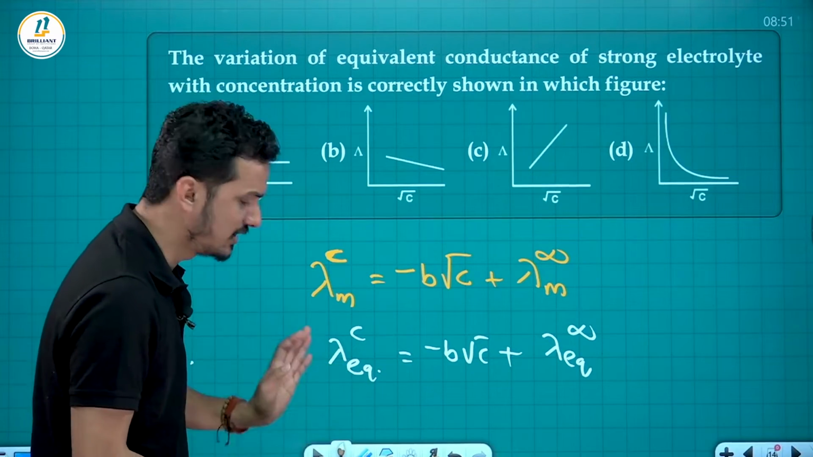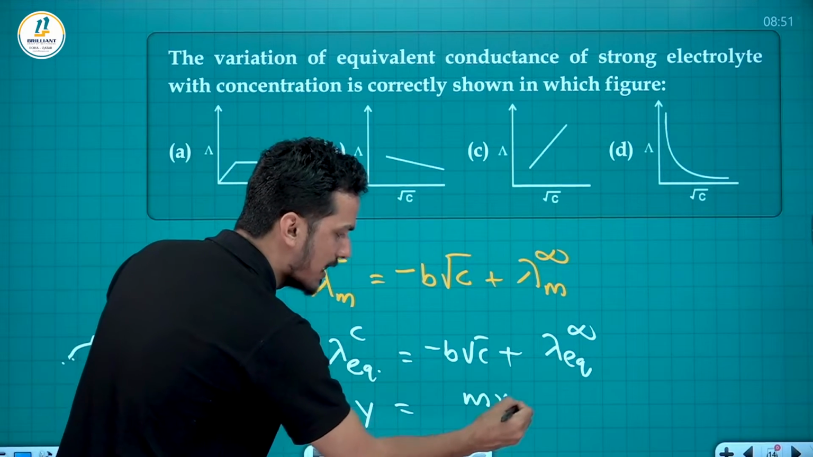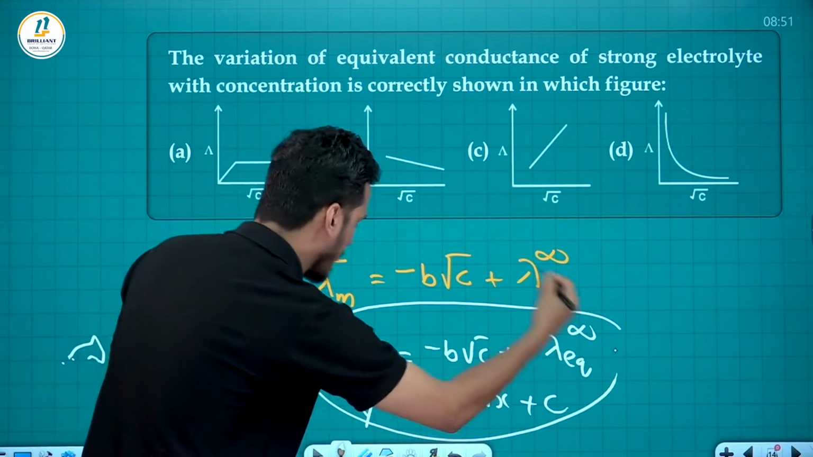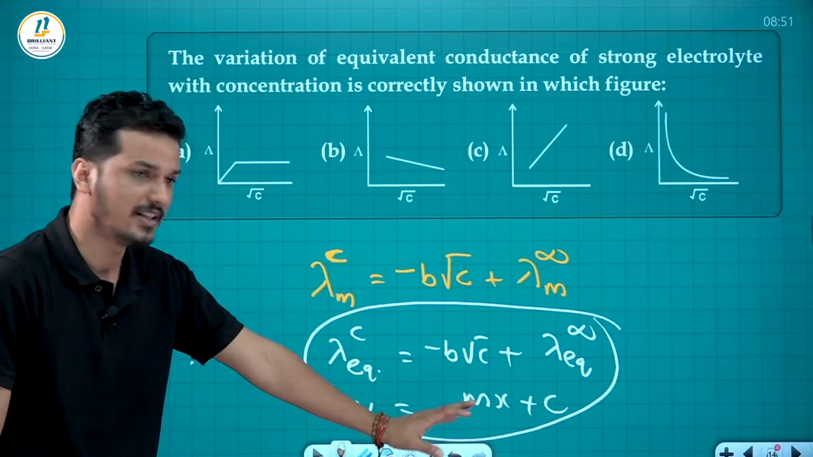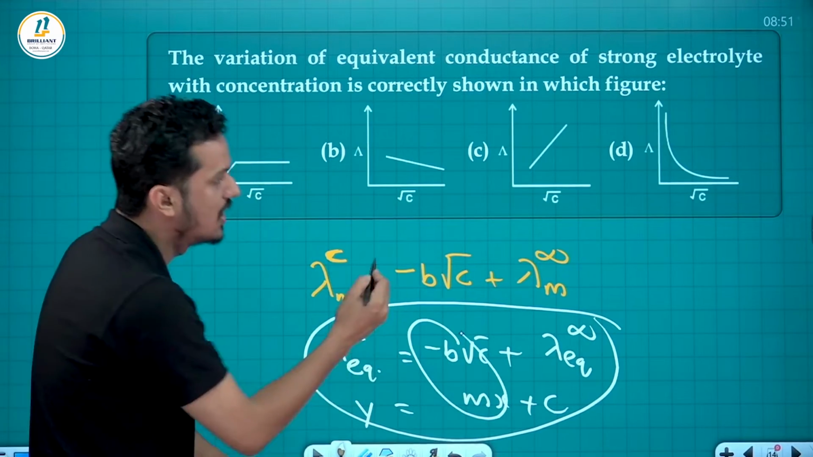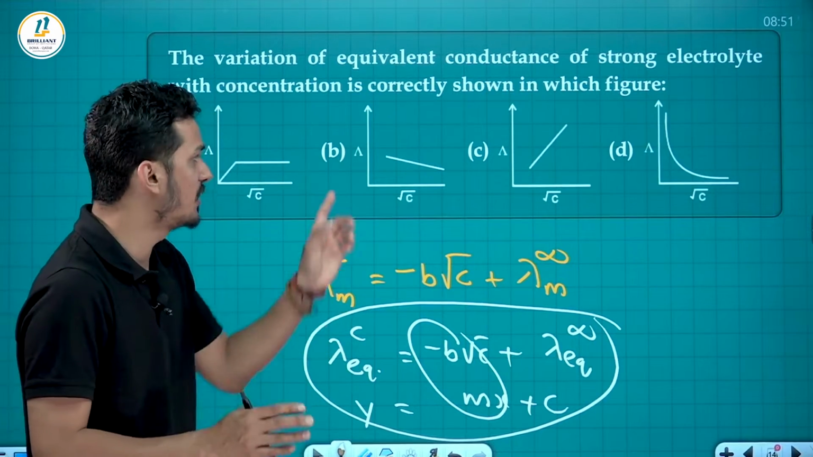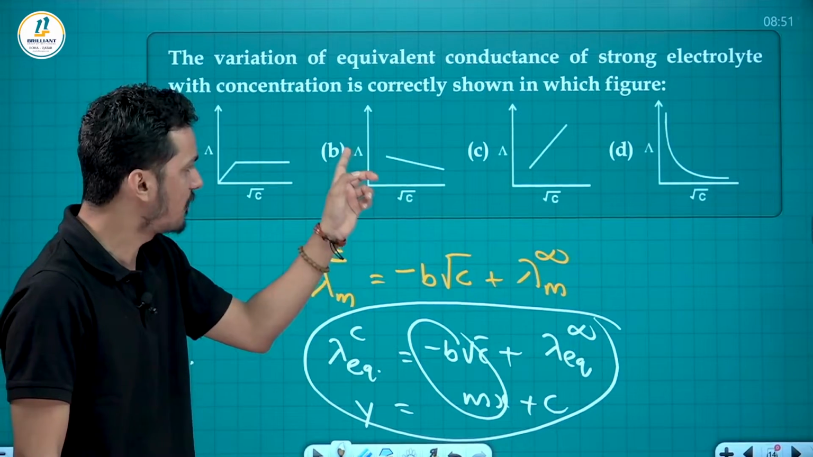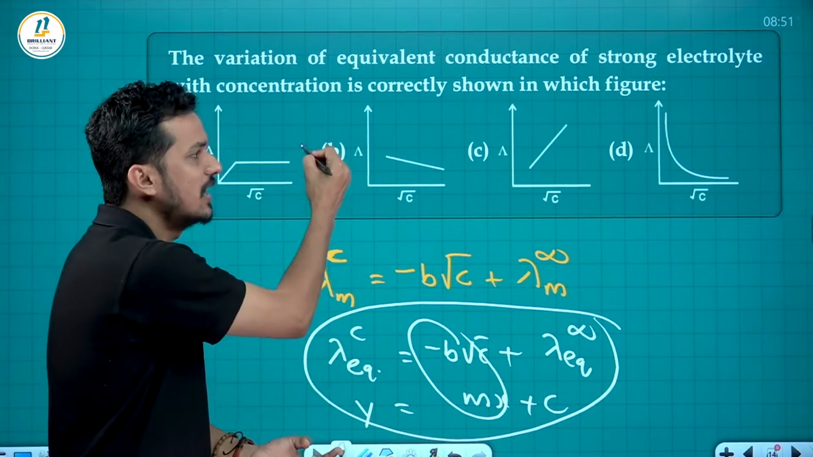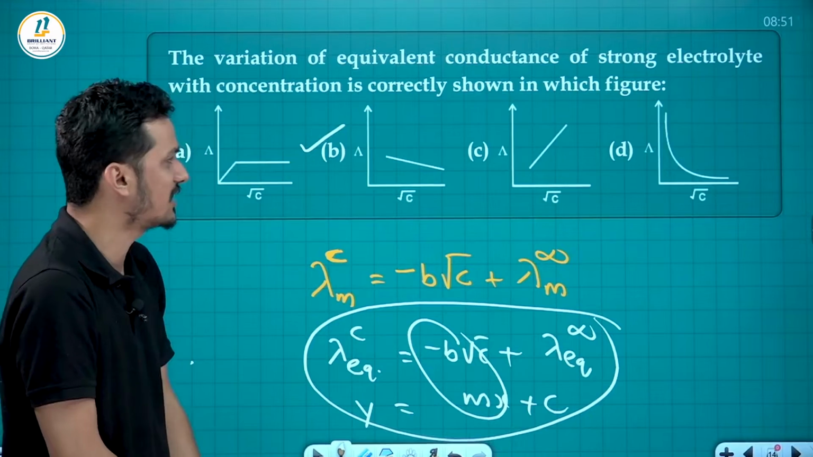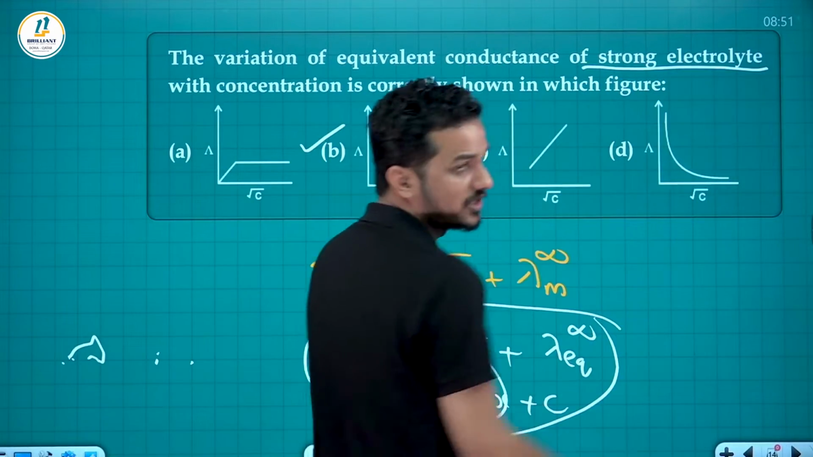That's it. So this is of the form of a straight line, y equals mx plus c. That's a straight line having negative slope. We need a graph between lambda and root c, and the slope is negative. So option B is the correct answer. Which is the correct answer? B is the correct answer, for a strong electrolyte.